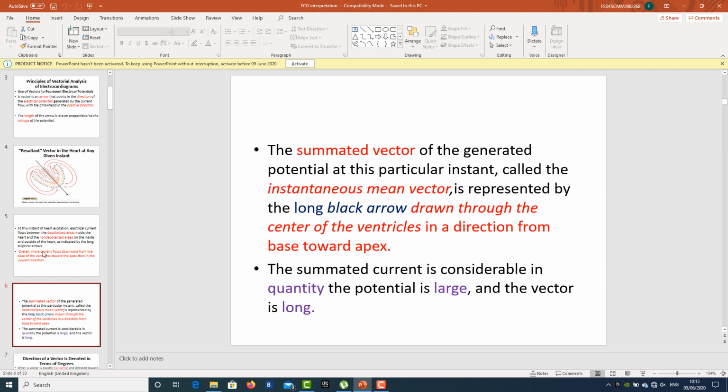The summated vector of the generated potential at this particular instant is called the instantaneous mean vector and is represented by the long black arrow, which is drawn through the center of the ventricles in a direction from base towards apex. The summated current is considerable in quantity, the potential is large and the vector is long.